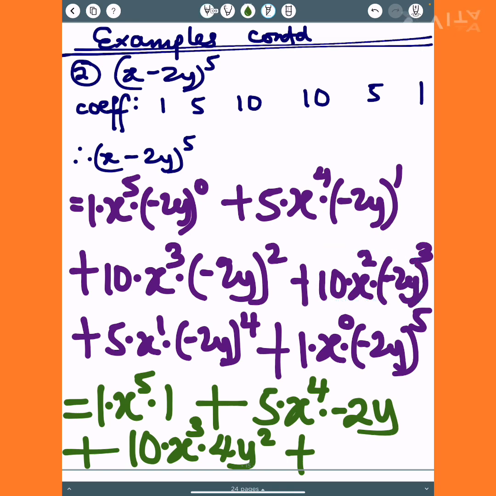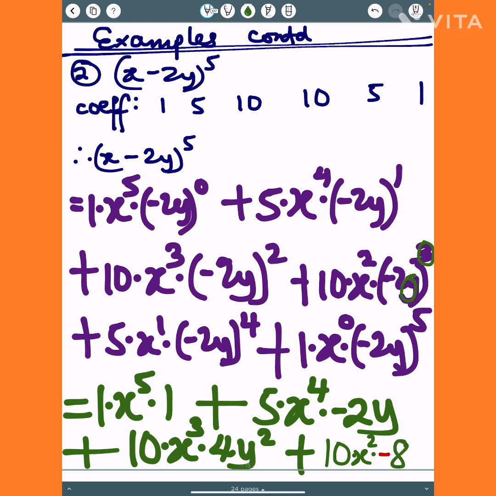So the first thing to do in the fourth term, let me reduce the pen's thickness. So I'll write my 10, then x raised to power 2, 10 times x raised to power 2. Then I need to evaluate this bracket. Minus raised to power 3, that's minus cube. Even is positive, odd is negative, so minus cube will give me minus. Then 2 raised to power 3 is what? 8. 2 raised to power 3 will give me 8.